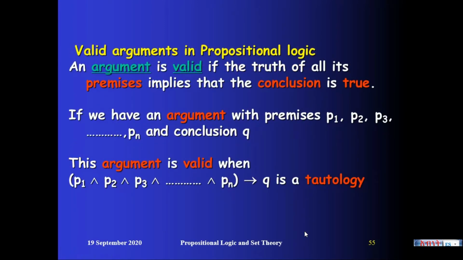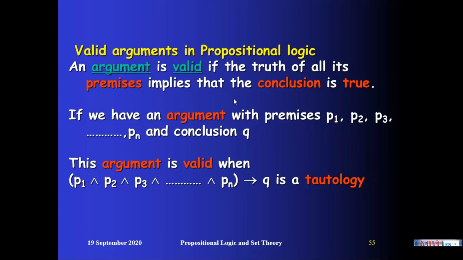So, based on the conclusion, we can divide arguments into valid and invalid arguments. A valid argument in propositional logic: an argument is valid if the truth of all its premises implies that the conclusion is true. Students, don't forget that premises or hypotheses are considered as always true. Bear in mind, I will repeat it: hypotheses or premises are considered as always true.